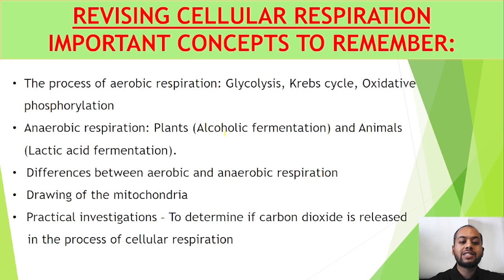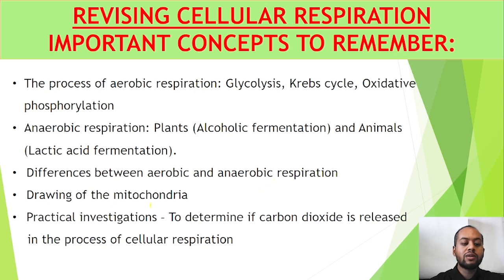You need to know exactly what the products are of alcoholic fermentation as well as lactic acid fermentation. For example, alcoholic fermentation produces ethanol, carbon dioxide, and a small amount of energy, but lactic acid fermentation produces lactic acid and a small amount of energy. Then you need to know the differences between aerobic as well as anaerobic respiration. You will normally need to tabulate those differences.